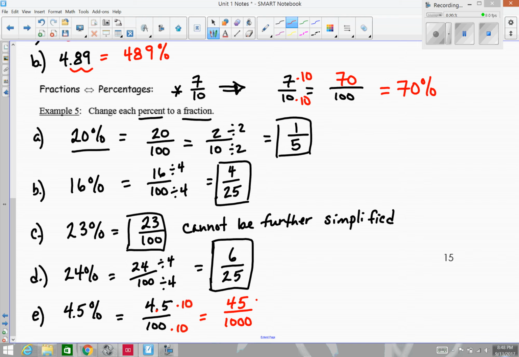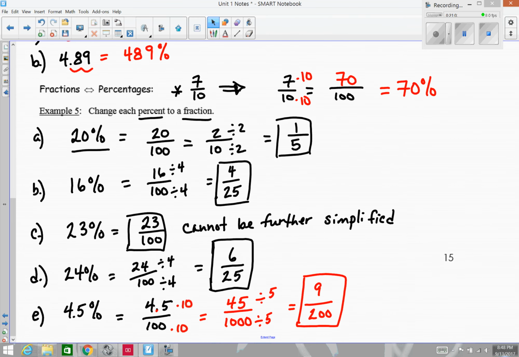5 goes into both of these. And I know that because 5 goes into any number that ends in a 5 or a 0. When I divide 45 by 5, I get 9. When I divide 1,000 by 5, I get 200. That fraction cannot be simplified anymore, so that would be our final fraction. All right, let's do another one that is a little bit complex.